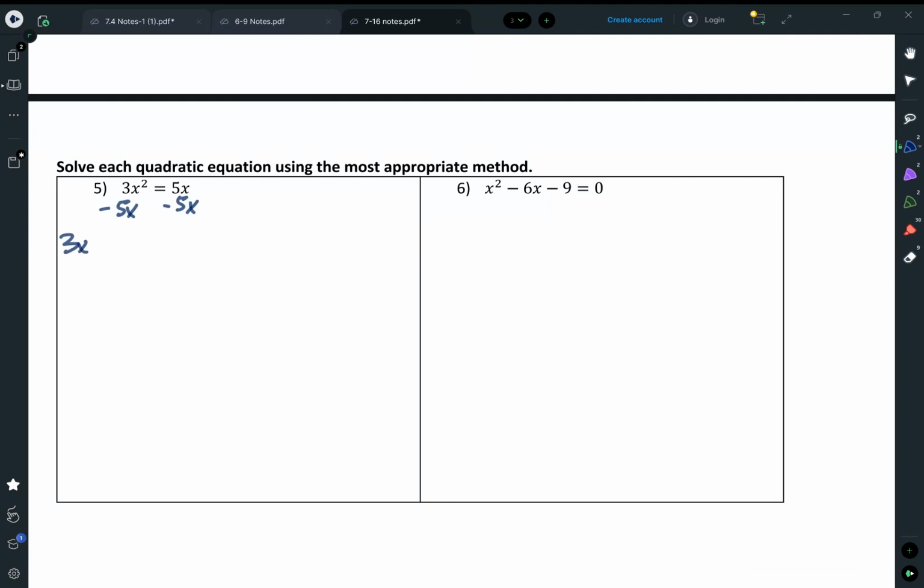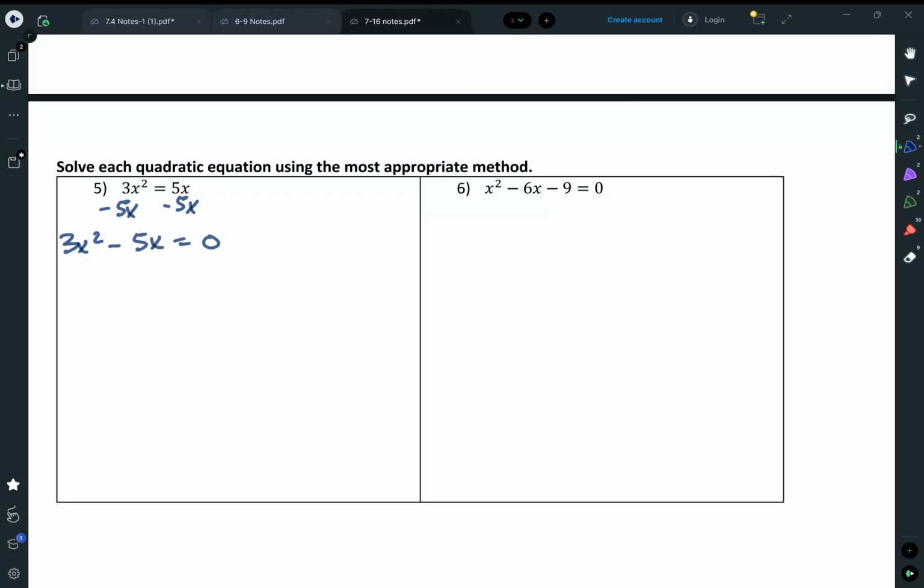So 3x squared minus 5x is equal to 0. And then I am going to go ahead and factor x out of both of those. I only have 2 terms. So if there's 2 terms, I won't say 100% of the time, because maybe there's some crazy thing I've not thought about, but you don't have to use a quadratic formula.